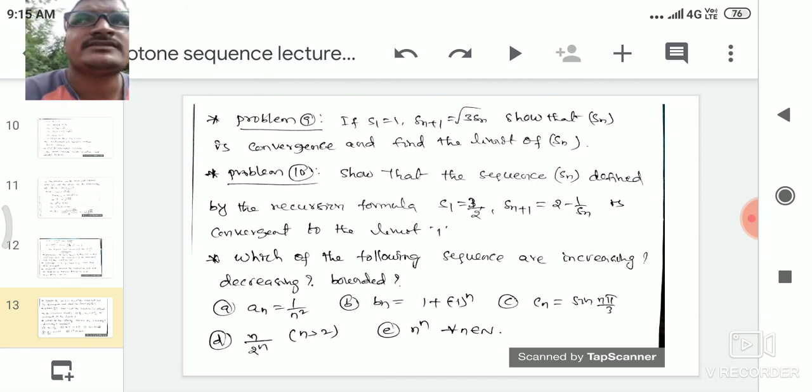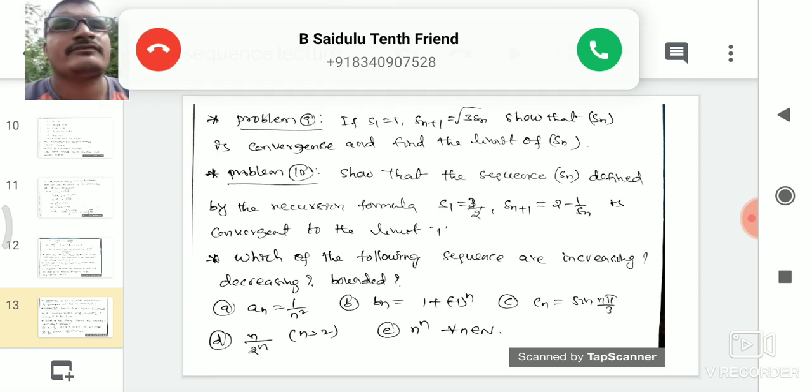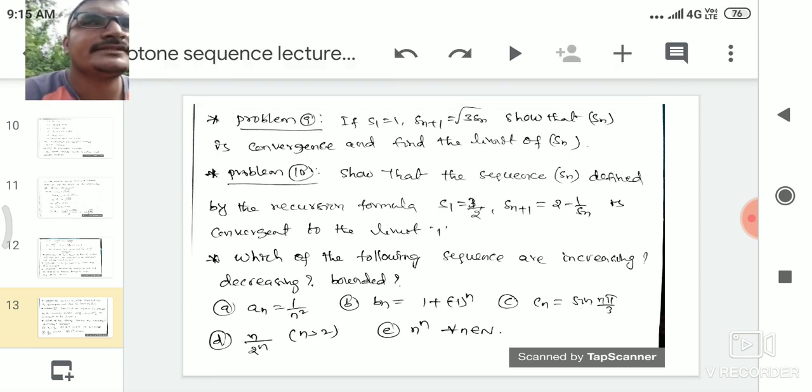Here we have to show that the sequence is convergent to 1. That means first of all we show that it is a monotone and bounded sequence. After that we find the limit of the sequence. So same as the 9th problem. Here show that Sn is convergent and find the limit of Sn.